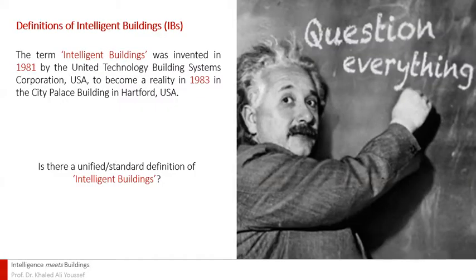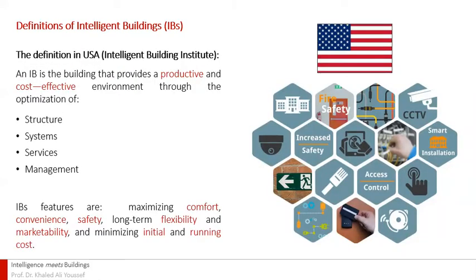I will start here by asking a question similar to the one I started my lecture with. Is there a unified or standard definition of intelligent buildings? The answer again is no. Architects, researchers, and architecture institutions define different perspectives to architecture intelligence. In the United States, as an example, intelligent buildings are productive and cost efficient buildings. This can be achieved by the optimization of the structure, building systems, services, and the management system.